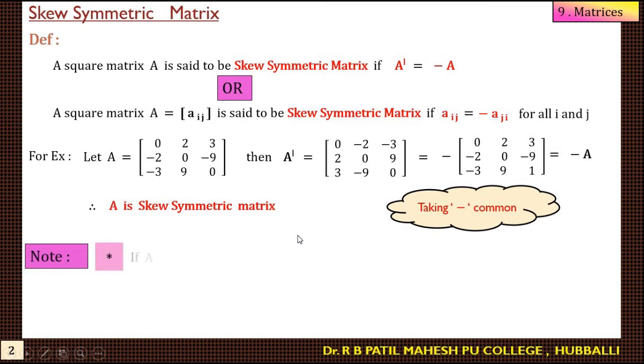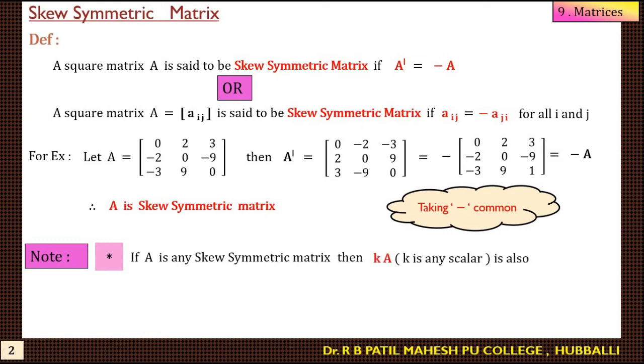Remember an important point. If A is any skew symmetric matrix, then kA, where k is any scalar, is also a skew symmetric matrix. So this is also very important. That means if A is a skew symmetric type, you multiply any scalar to that, like 2A, 3A, minus whatever, that is also a skew symmetric type.